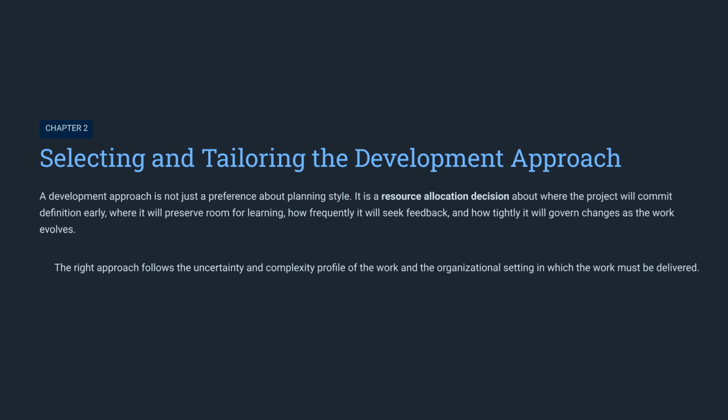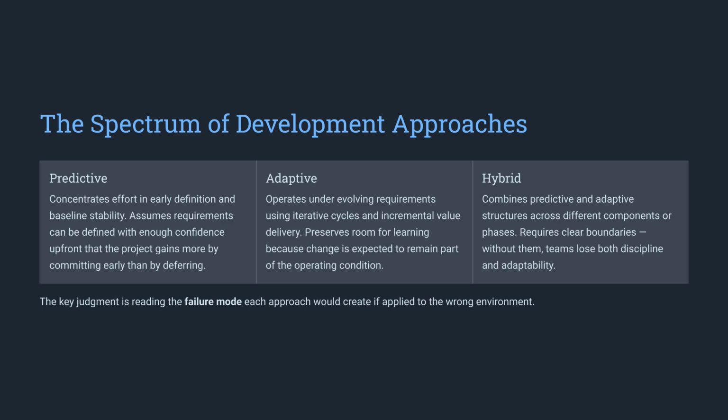The development approach is a key resource allocation decision. It determines where you fix commitments early versus where you preserve room for learning and frequent feedback, based on the project's exposure profile. Whether you choose predictive, adaptive, or hybrid approaches, understand the failure modes associated with each. The goal is to avoid applying an approach that lacks the necessary discipline or adaptability for your specific environment.